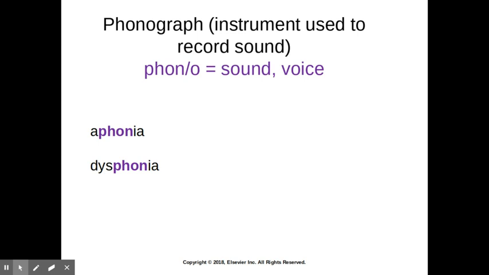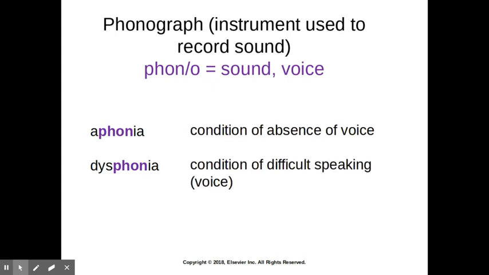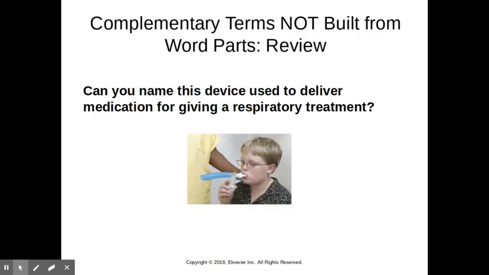Phono is sound or voice, so you have aphonia, condition without voice, and dysphonia, condition of difficult voice or sound. Right? So you have problems speaking, losing your voice. And nebulizer. Nebulizers help people with asthma. It helps to deliver the medication much easier.